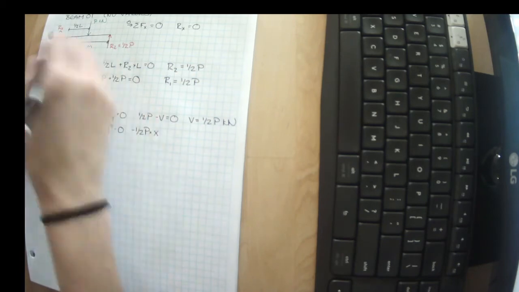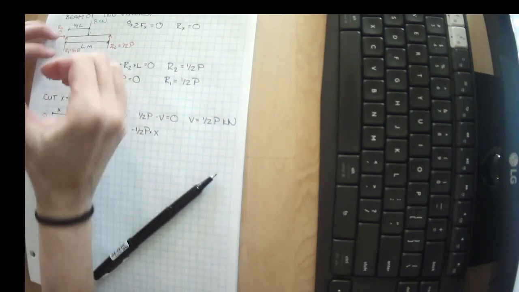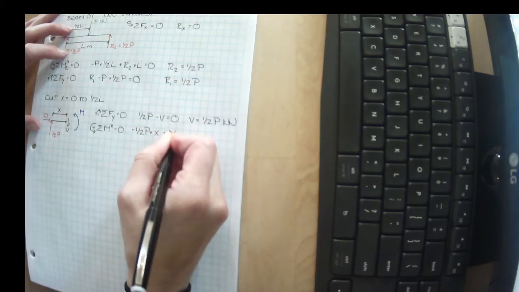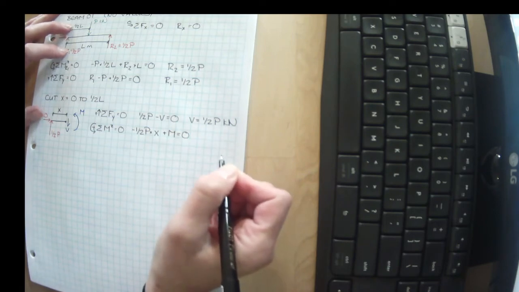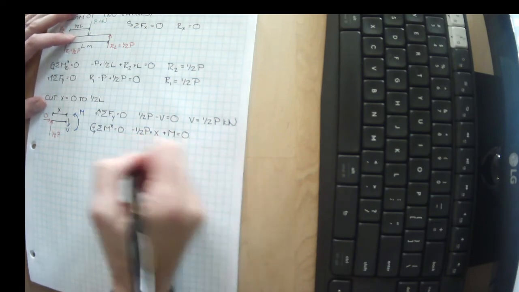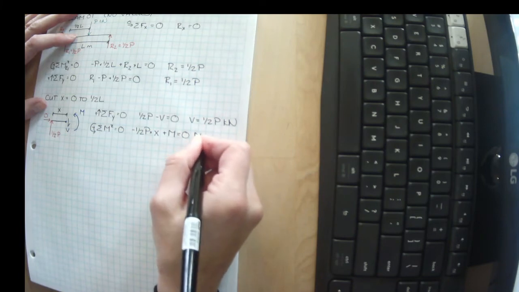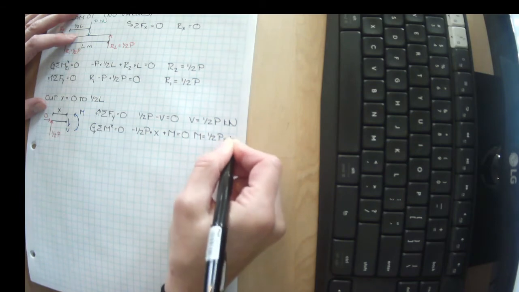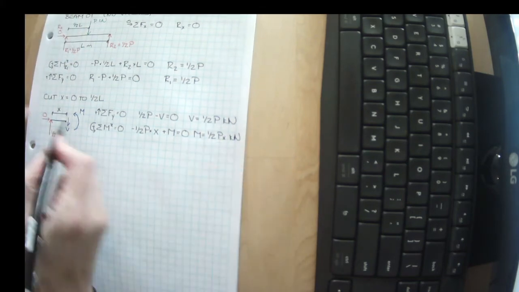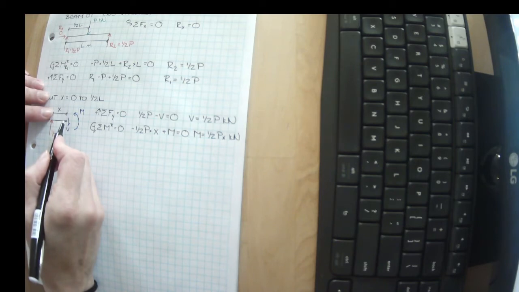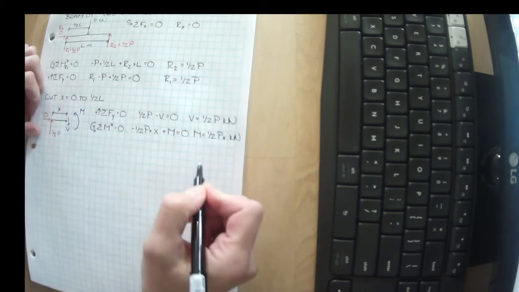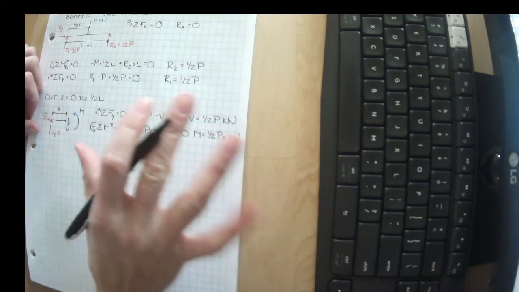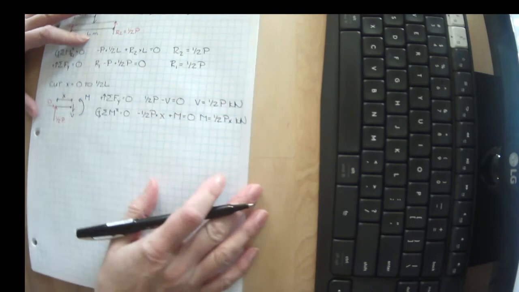Shear passes through it. Moment is trying to spin it in that direction, my unknown moment. Curl my hands like that. Plus moment equals 0. I can rearrange this and M equals 1/2 PX kilonewtons. So if I know where I am between 0 and 1/2 L, I can calculate my moment dependent on X. We'll put some numbers to that in a minute.